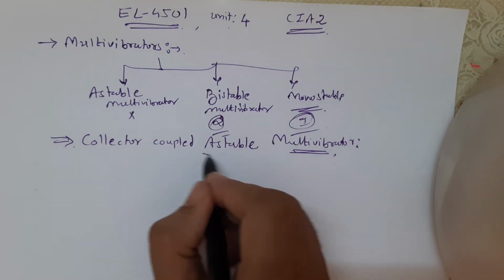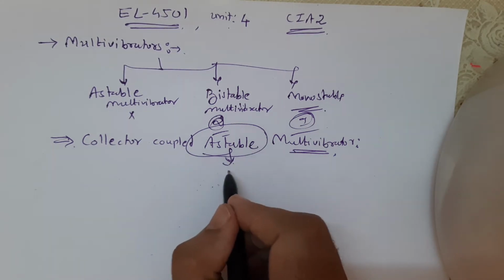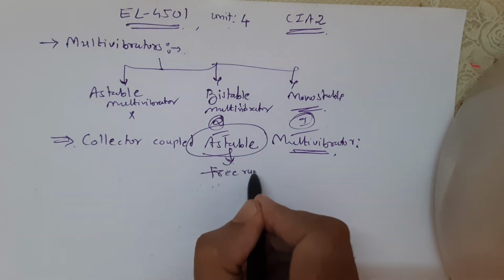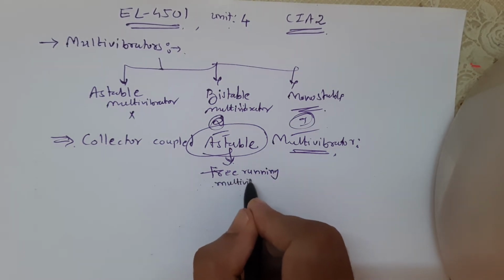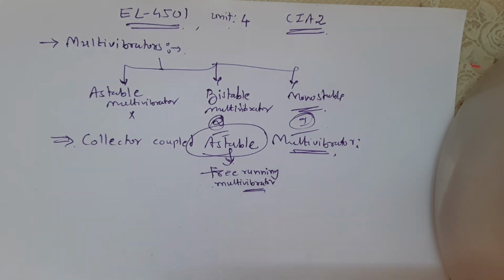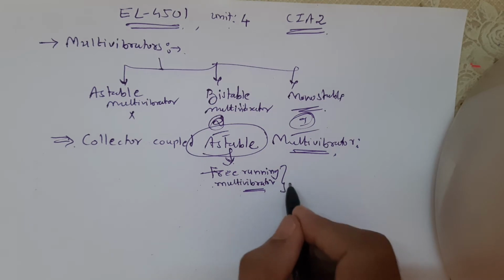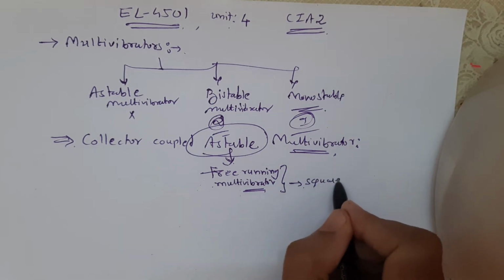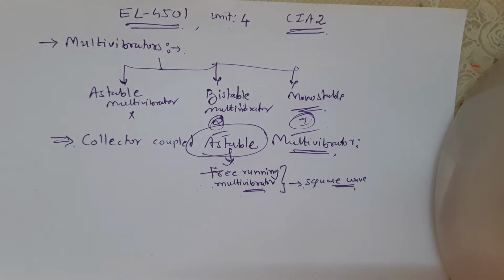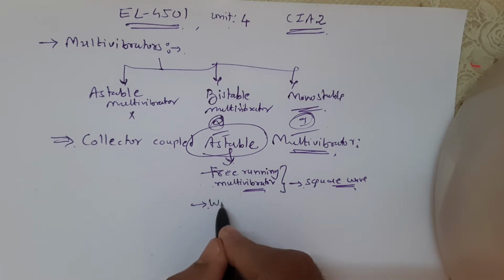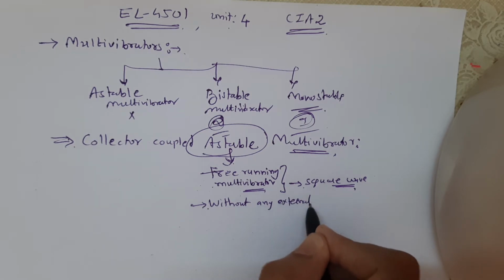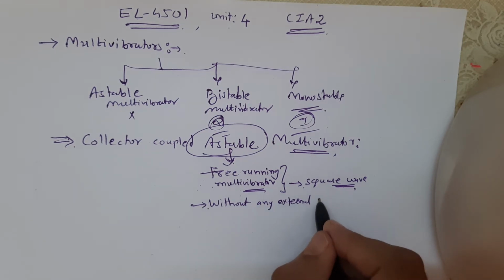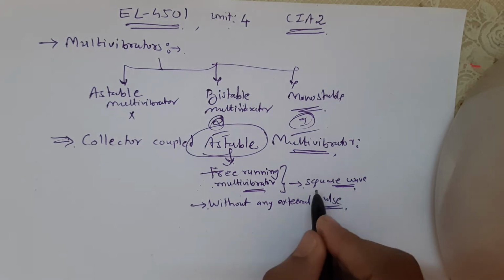Astable. The meaning of astable is that it is the free running multivibrator which generates the square wave without any external triggering pulse. The most important thing, without any external triggering pulse.